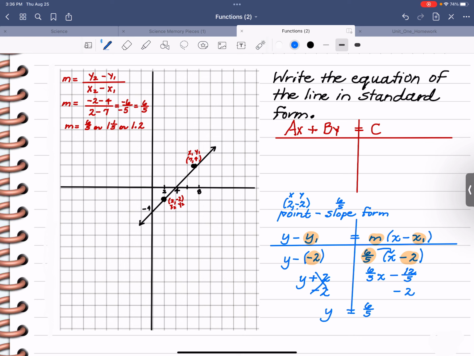So 6/5 x, I have trouble saying that word, minus, you've got to combine these two, and I would use the calculator. I would say -12/5 minus 2, and that should simplify to -22/5. And we're good. We're good to go at this point. This is called yet another outfit. This is slope intercept form.